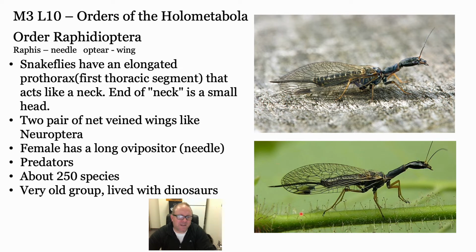All right, this is the snake flies, the Raphidioptera. The Raphidi means needle, and then optera, of course, means wing, because the needle refers to the ovipositor. But we also call these the snake flies. You should probably call it like the snake optera or something like that. I don't know. They have this elongated pronotum and a head that looks like a snake, and that's for hunting as well. They're very, very old, this group. They've been around forever, like lived with the dinosaurs. Even though there's only 250 species alive now, we have fossils of these things that are super, super old, and they're really cool.